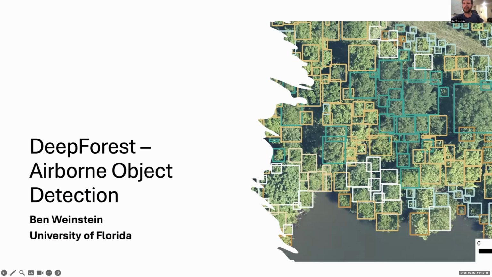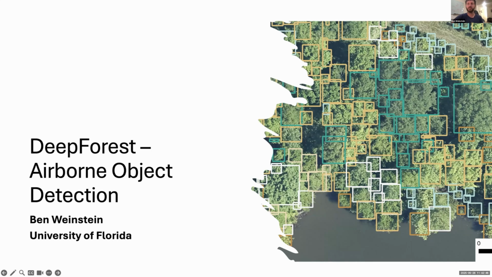So good morning, everyone. Thanks for having me. I want to take a little bit of time to talk about Deepforest, which is a Python package that we've been building for a number of years now on covering airborne object detection, mostly from unmanned aerial vehicles, but as well as manned aircraft, and less so satellite. And one of the things that Deepforest grew out of was a project with the National Ecological Observatory Network, NEON, to build a model for tree detection in 10 centimeter imagery for the NEON sites in the United States.